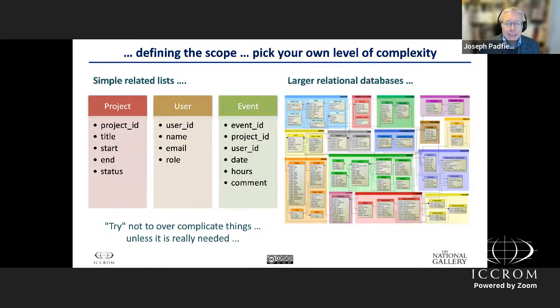Now, you also need to pick your own level of complexity. Databases can begin from very simple lists, such as the example on the left of a simple database for managing time for project management. You can have a project, a user, and then the event where someone carried out some work. Or you can look at larger relational databases like the one on the right, which can expand to hundreds and hundreds of tables. In this one, you can have objects and locations and people and events and periods and examinations. So it looks at how complex it needs to be. But try not to overcomplicate things unless it's really needed. Just look at what you need to do at the core.